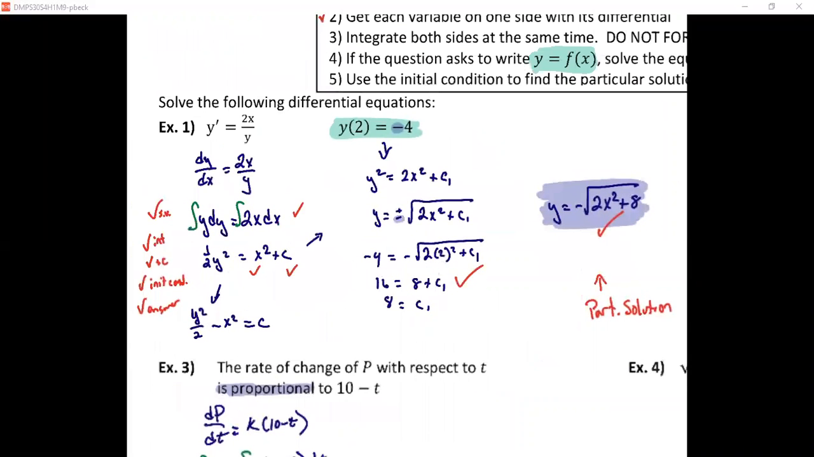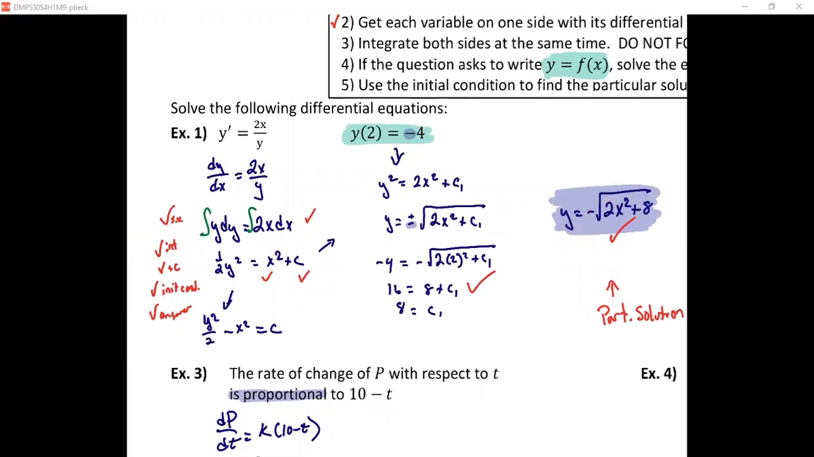Now, the differential equation that you see here is y prime equals 2x over y. Now, when it comes to differential equations, this is where y prime is an appropriate use of our derivative. So we're saying our rate of change does equal 2x over y. So that rate of change is with respect to 2 different variables here.